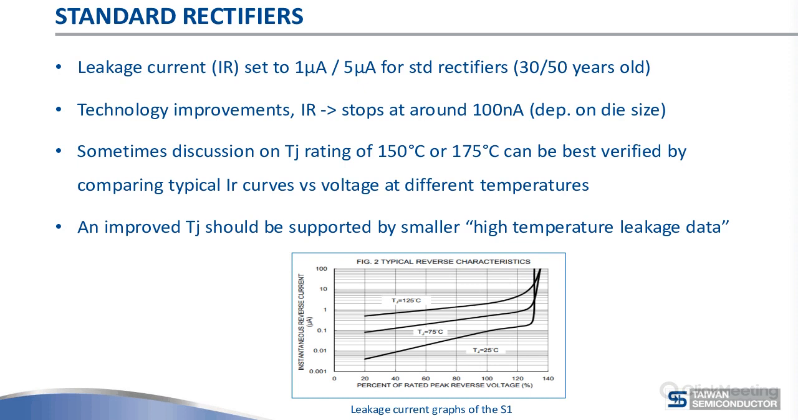So sometimes you see discussions over the TJ rating of 150 and 175 degrees C. How, if I am comparing data sheets or don't know the supplier, do I know if this is true or not? In this case, I would encourage you to look at the high temperature graphs. If somebody specifies their junction temperature at 150 or 175 degrees C, they really should have lower leakage currents at the higher temperature. And you can compare those data, usually available in the data sheet, to see if there really is an improvement.